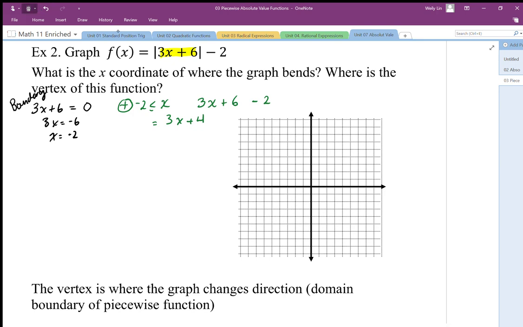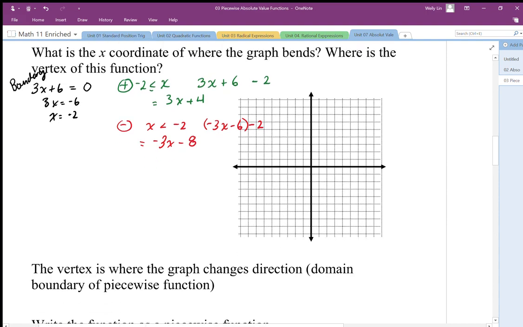When I want the other part, the negative version of this, it is when x is less than -2. And when x is less than -2, the inside function is negative, so we need to change it to its opposite. So we end up with 3x minus 6 minus 2. Only the inside changes, and I can then simplify that to -3x minus 8.